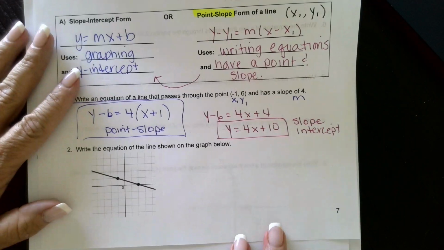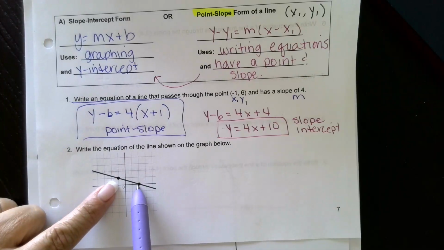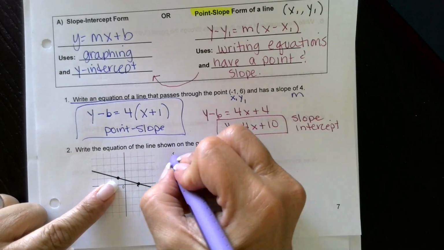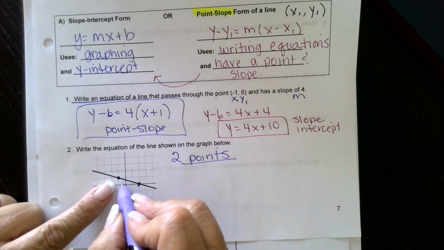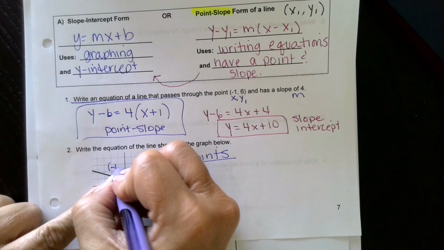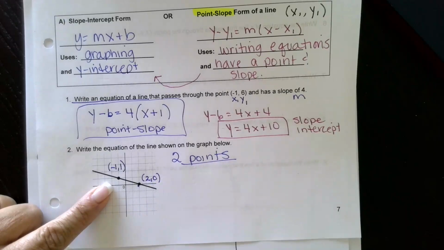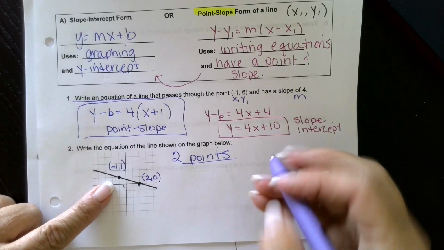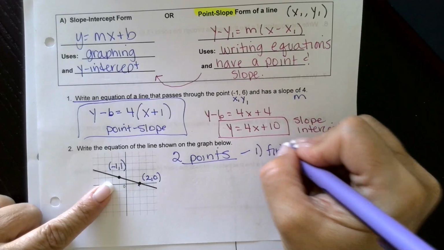Okay, so let's look at this guy now. So it says write an equation of a line. All right, so I have 2 points. So let's talk about everything that we could do with this. So what I have right now are 2 points. I have this point, which is negative 1, 1, and I have this point, which is 2, 0. So with 2 points, here are the different things I can do. I can find the slope.